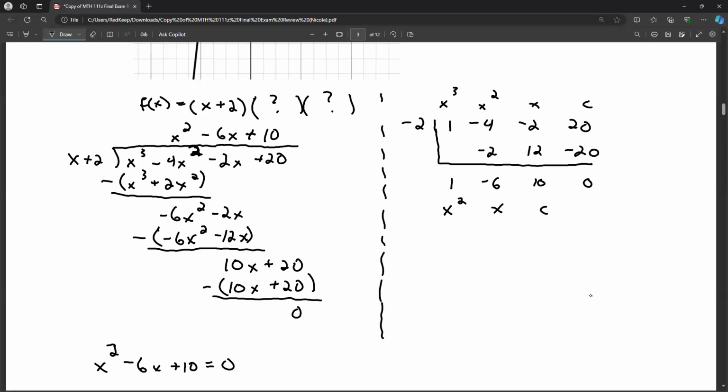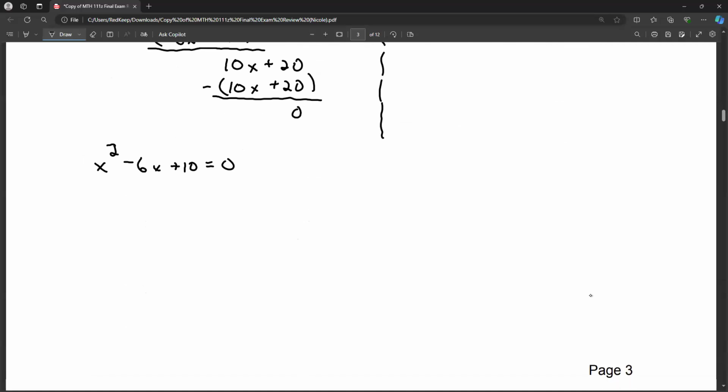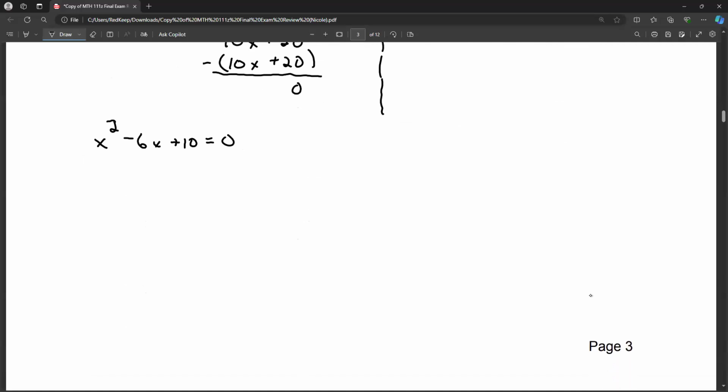Perfect. So moving on, we see this second degree polynomial we're trying to set equal to 0 and solve for the x value. I'm going to use the quadratic formula here, where I'll label my A, my B, and my C.